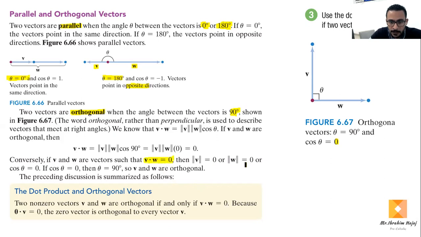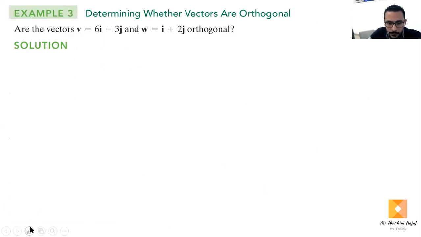Magnitude v is not 0 and magnitude w is not 0, and cosine theta is 0. And the cosine is 0 when theta is 90. So the dot product and orthogonal vectors: two vectors are orthogonal if and only if their dot product is 0, because 0 times anything is 0, so they are orthogonal. Okay, let's take one example of how to determine whether two vectors are orthogonal.